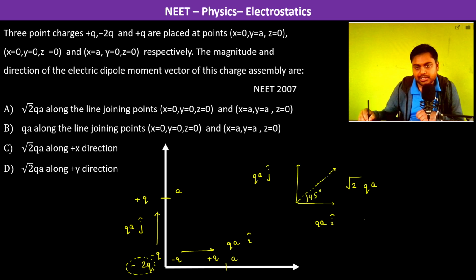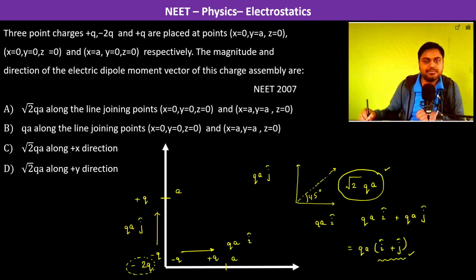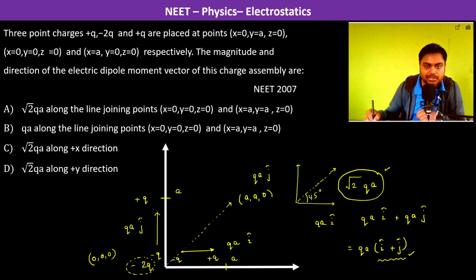So in fact we can write it like this also. It's going to be qa I cap plus qa j cap, which is qa I cap plus j cap. So the magnitude is root 2 qa, and the direction is along I cap plus j cap. That means along this direction, which is basically from 0 0 0 to a comma 0. So if you see, the magnitude is root 2 qa.